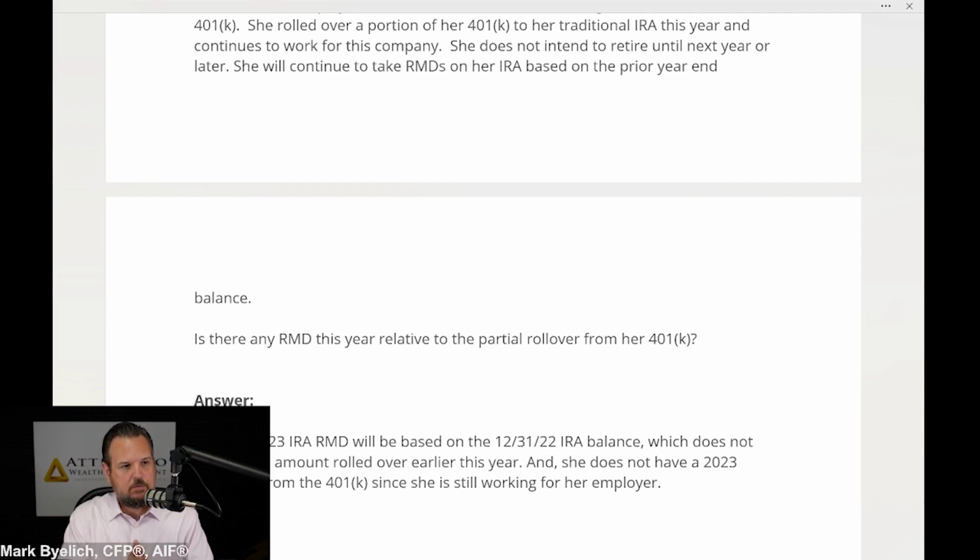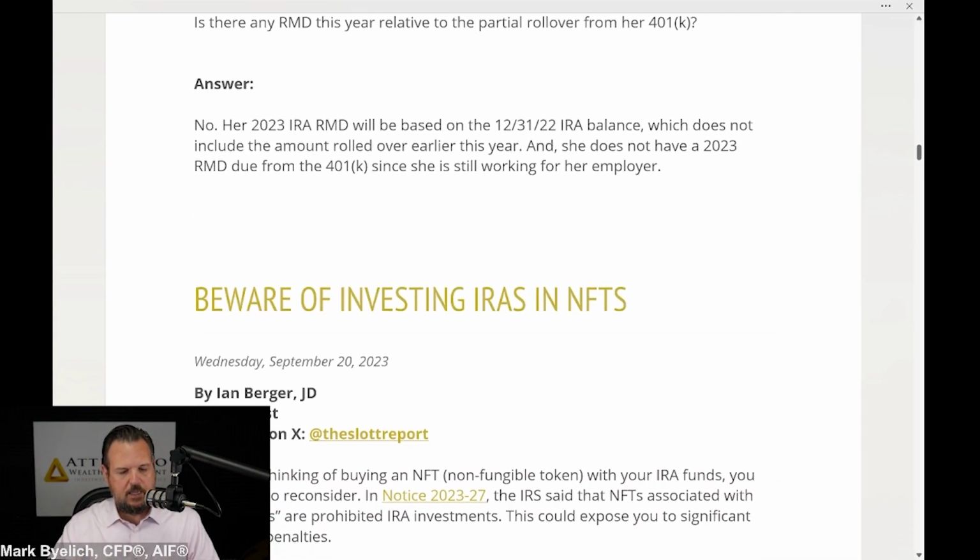So now though, this person, even though she's not going to retire until next year, rolled over a portion of her 401k to her IRA. So the question is, is there any RMD now relative to the partial rollover from her 401k? Really, really great question. So the answer is no. Her 2023 IRA RMD will be based on the 12/31/2022 IRA balance, which does not include the amount rolled over earlier this year, 2023. And she does not have a 2023 RMD due from the 401k since she's still working for her employer.